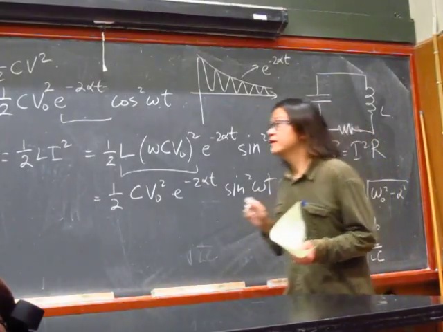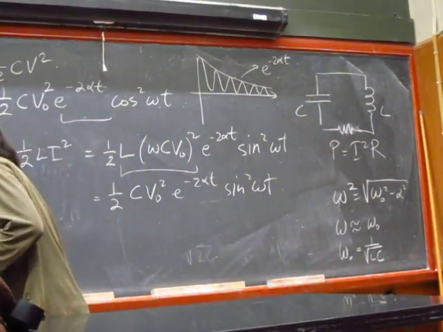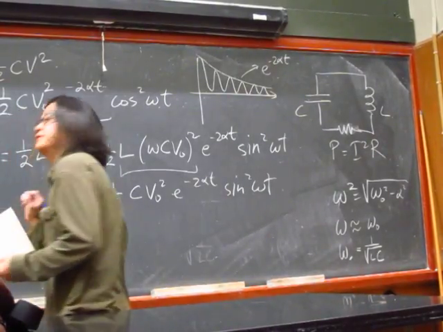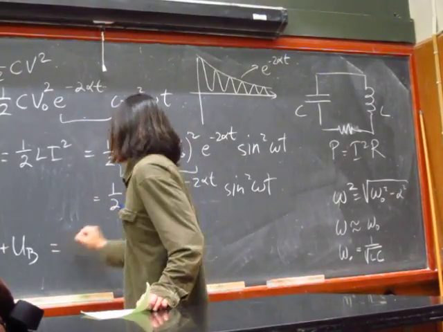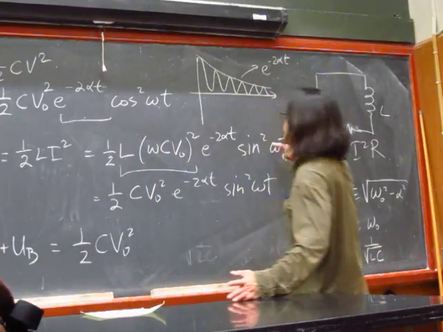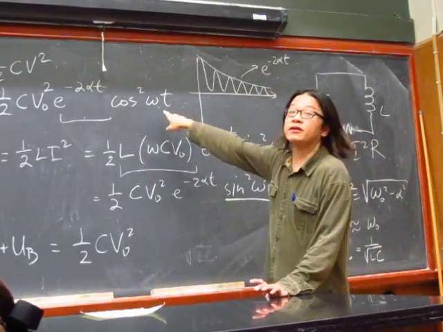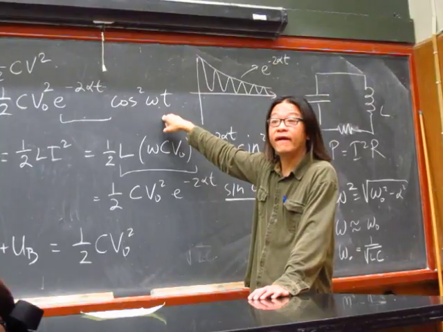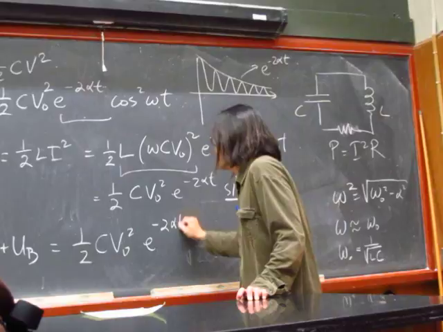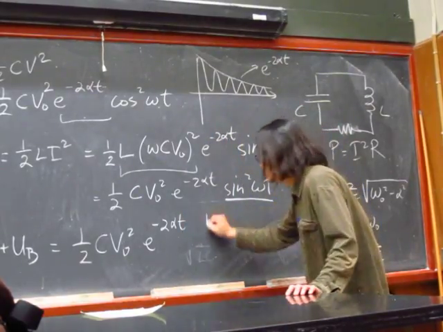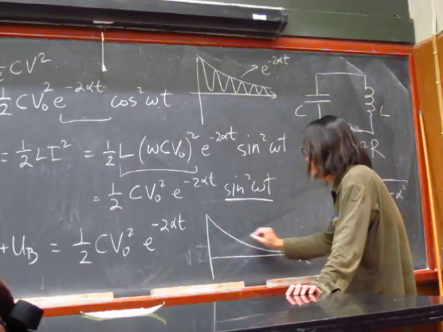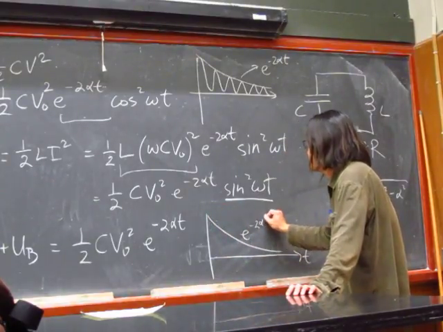Okay? The total energy is just U. And that just becomes equal to 1/2 C V naught squared, the sine squared omega t plus cosine squared omega t giving me 1. Right? So this becomes e to the minus 2 alpha t. So the total energy decays as a function of time. It goes like that, e to the minus 2 alpha t.